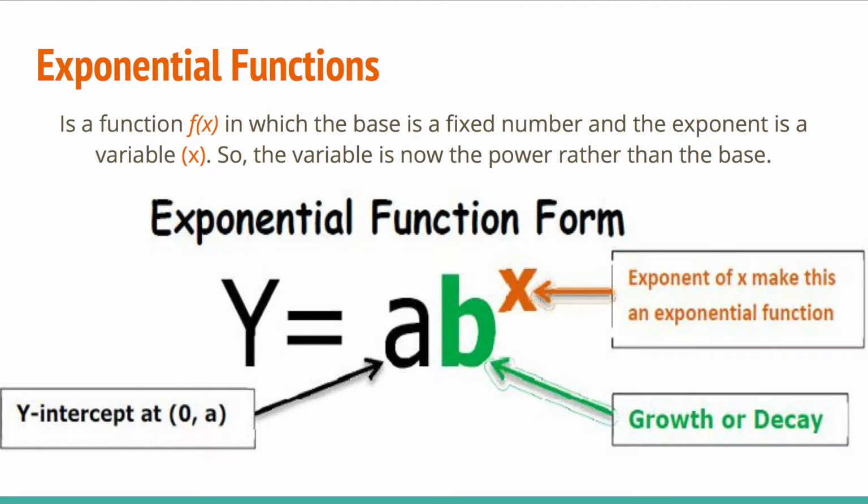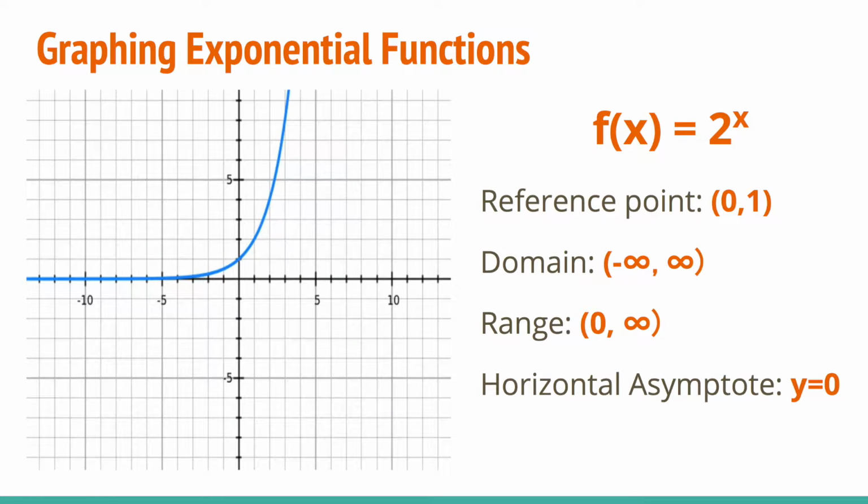makes this function an exponential function. Now, to graph an exponential function, for example, f of x equals 2 to the power of x, the first thing to have in mind is the reference point, which is always (0, 1), except if the function is negative. In that case, it would be (0, -1). But as this function is positive, our reference point is (0, 1).